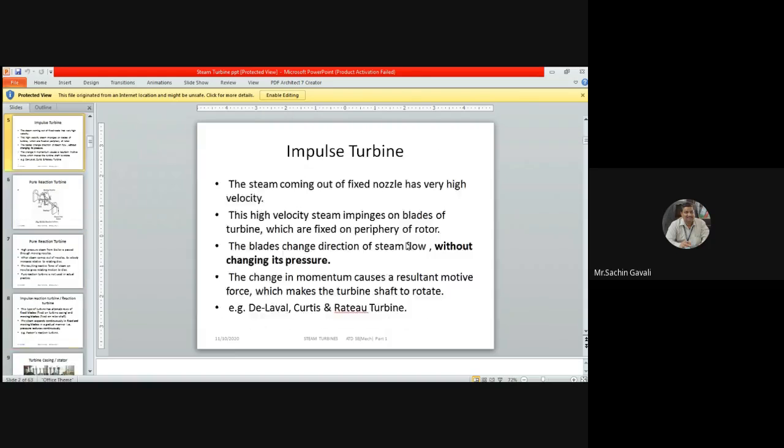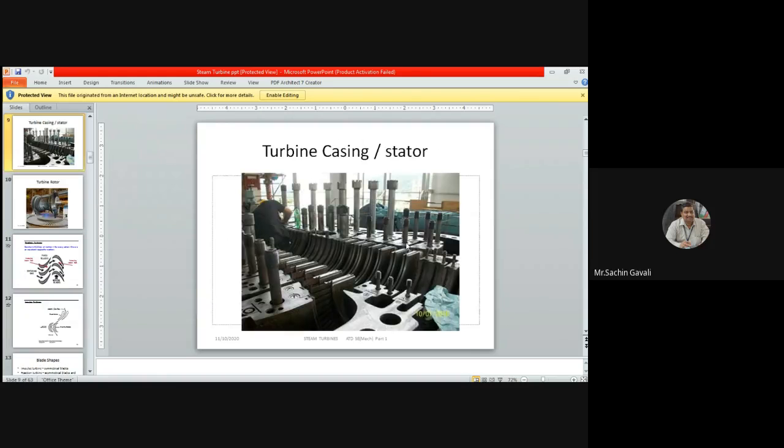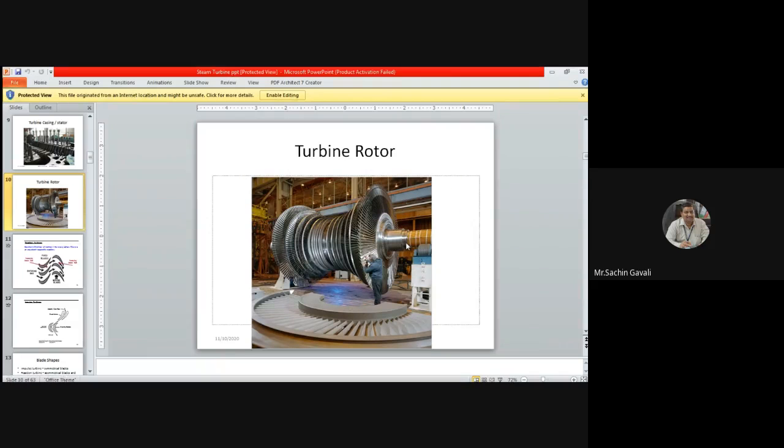Steam turbine compounding. I think I have shown this to you on that day. Turbine casing and rotor. The casing is also called a stator. It is not a moving part. So the fixed blades or nozzles are attached to this casing, and the moving blades are attached to the rotor. So this is the turbine rotor where moving blades are attached. In between two moving blades, there is always a row of fixed blades.